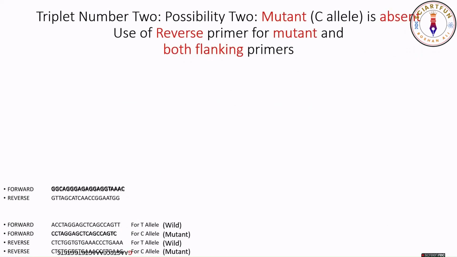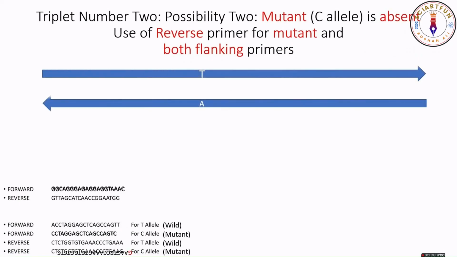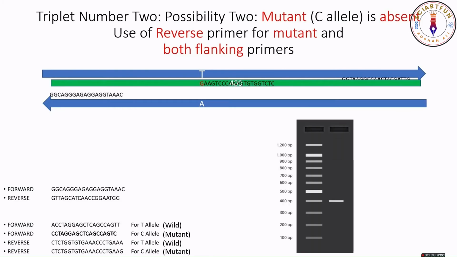In this possibility we have only the wild-type allele in the sample. Using the same group of primers, we will get only the common amplicon, but not the mutant-specific amplicon, and hence on the gel only one band of 400 base pairs will be seen.